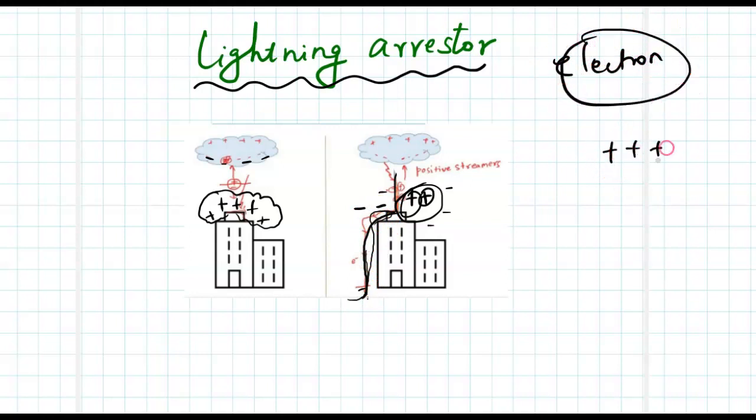If there is positive charge on the top, electrons will go to neutralize it. If negative charges are accumulated on the top terrace, these electrons will go to the ground through the rod. That is the difference here. It depends on what type of cloud is closer to the building. That's all.